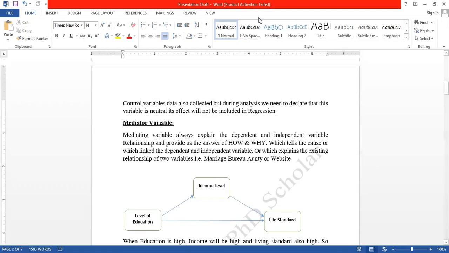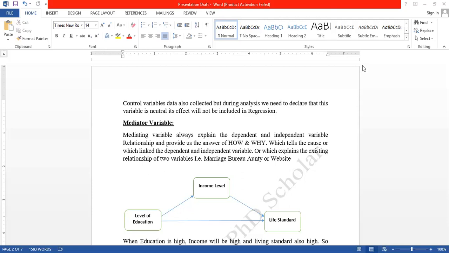And furthermore, control variables data is also collected during analysis, or when we are collecting the data from the market or from the respondents as well. We will also collect the data of the control variable. We need to declare that this variable is neutral and its effect will not be included in a regression.